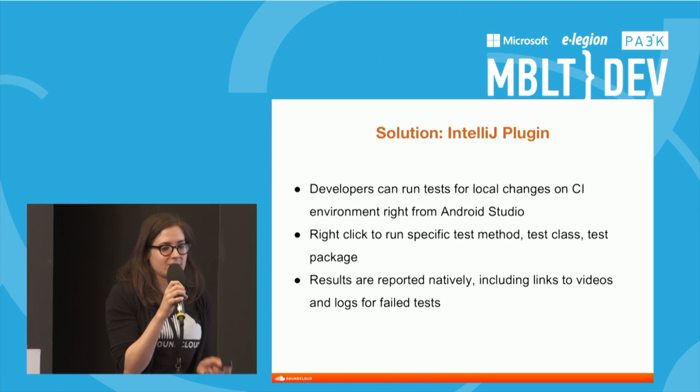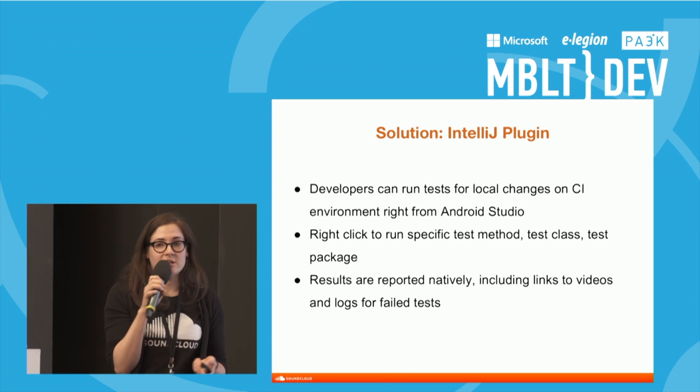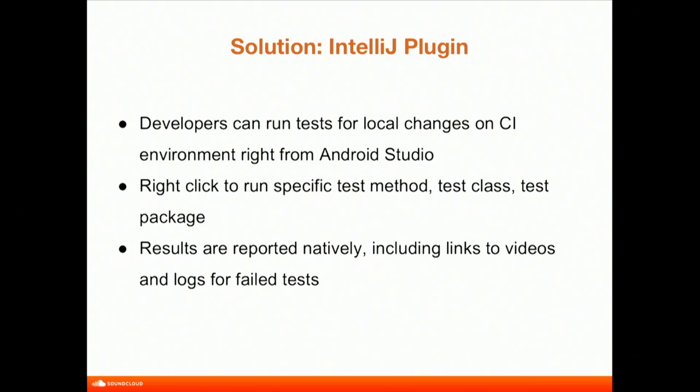So now developers can run tests for local changes on CI right from Android Studio. You can right-click on a specific test method or a test class or a package and run all of the tests there. And test reports are there natively, including links to videos and logs for failed tests.